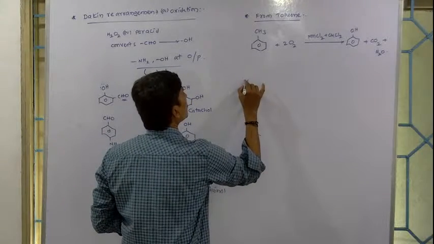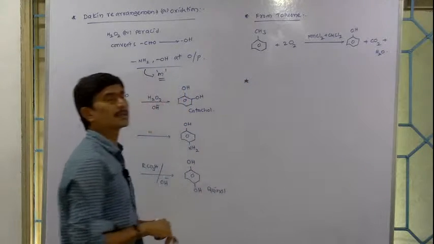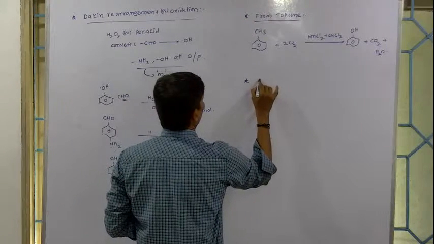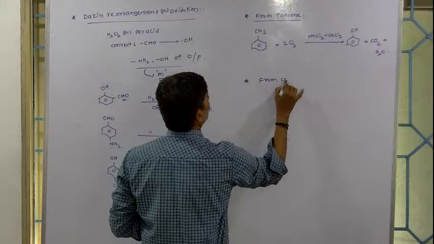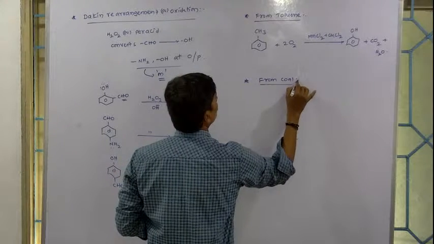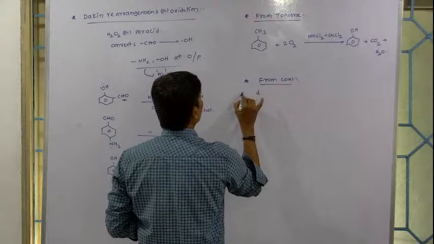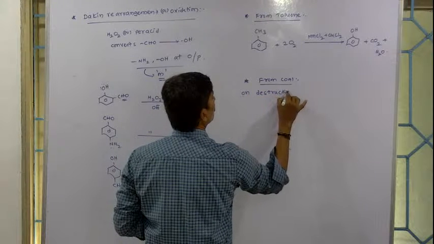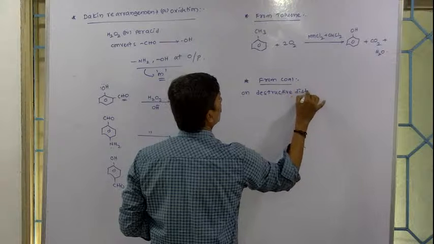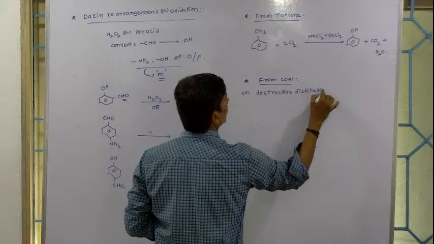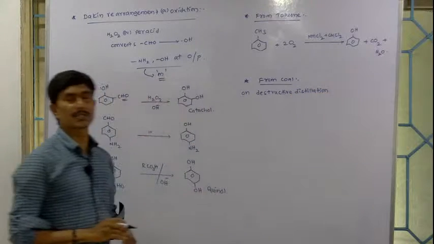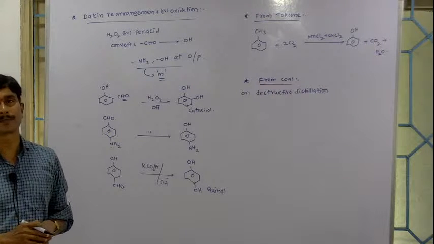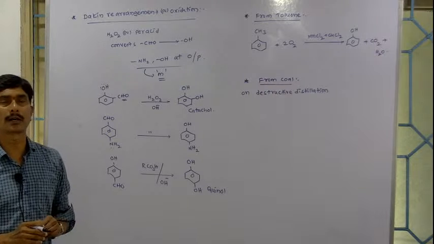Next, why is it called carbolic acid? Because it is obtained from the coal. So then come to the next one, from coal. Coal on destructive distillation gives three: one is coal tar, ammonical liquor, and pitch.